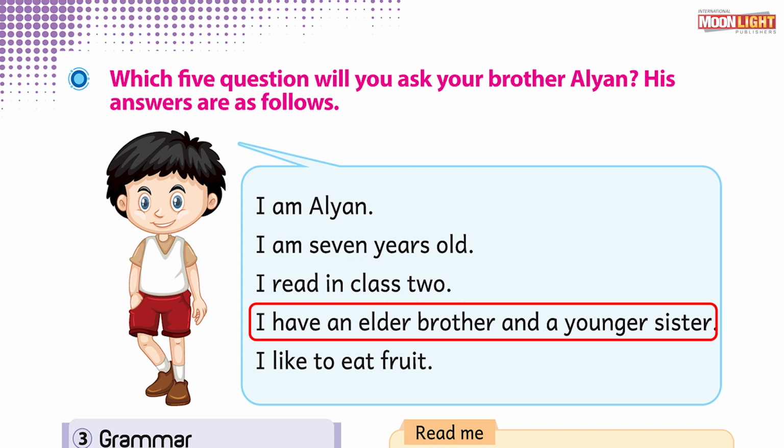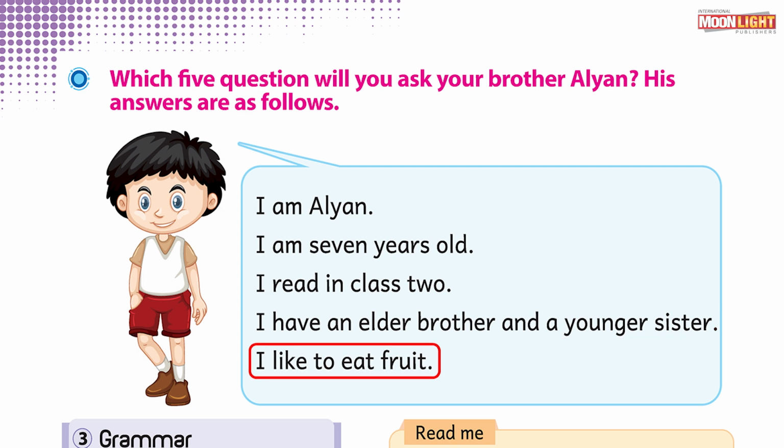I have an elder brother and a younger sister. So what can the question be? Yes, how many brothers and sisters do you have? Next sentence, I like to eat fruits. And what can be the question if you want to ask someone about what they like? The question is, what do you like to eat?